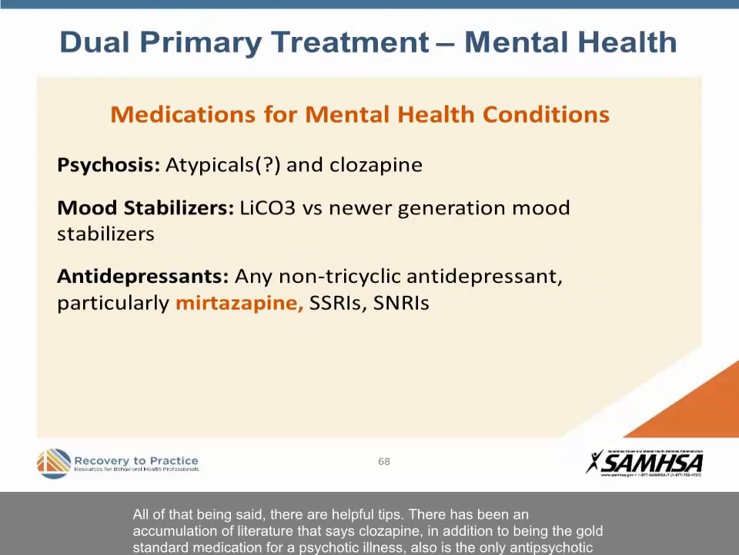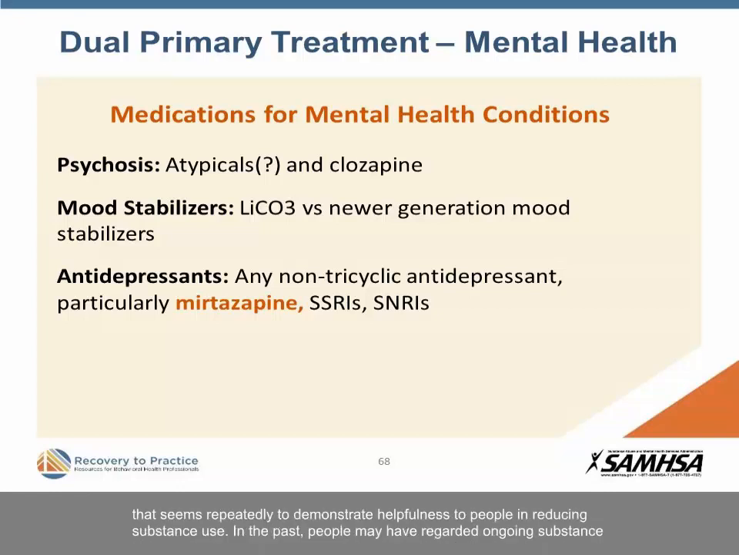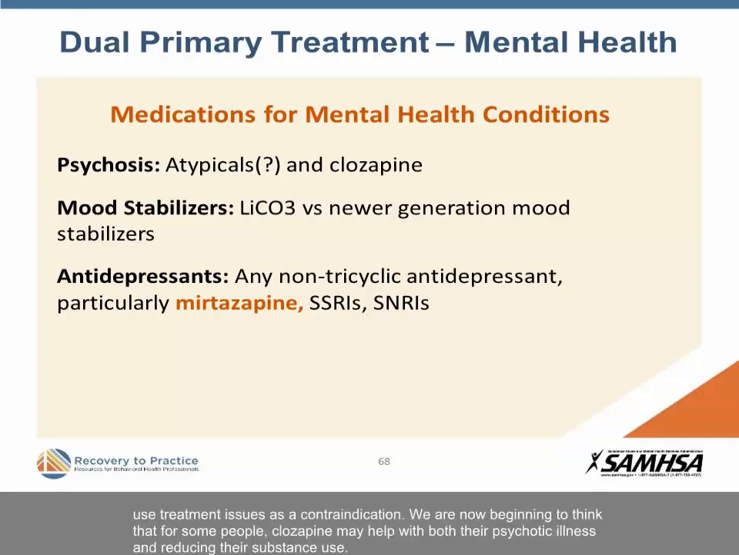Now, all of that being said, there are some helpful tips that are good to know. So one of them is that there's been an accumulation of literature that says that clozapine, in addition to being the quote-unquote gold standard medication for a psychotic illness like schizophrenia, also is the only antipsychotic that seems repeatedly to demonstrate helpfulness to people in reducing their substance use. So in the past, where people may have regarded ongoing substance use issues as a contraindication for using clozapine, we're now beginning to shift to think that for some people, shifting to clozapine may help them with both their psychotic illness and help them to reduce their substance use at the same time.